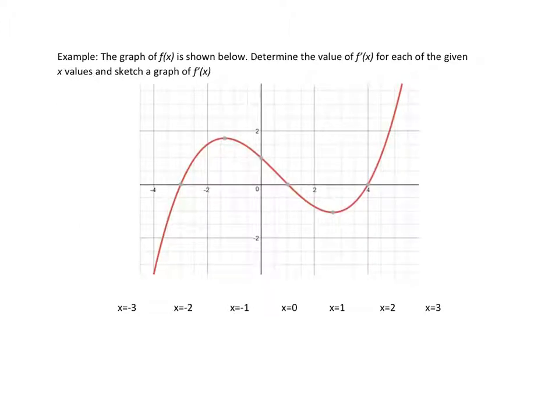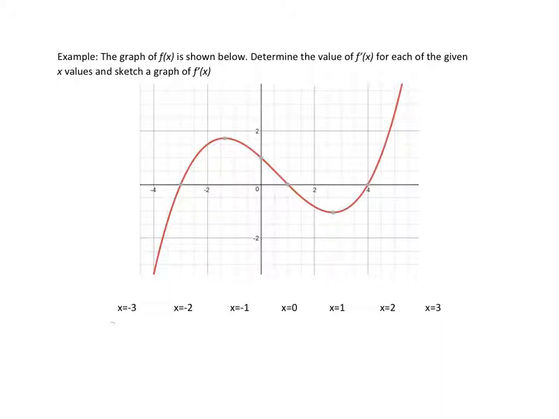So let's look at how that change actually happens. What we're going to do here is consider this function f of x, and we're going to look at different x values and see how the derivative changes, and then we're going to sketch f prime of x. So we're going to actually gather some points along the way. Okay? So recall, f prime of x is the slope of the tangent line.